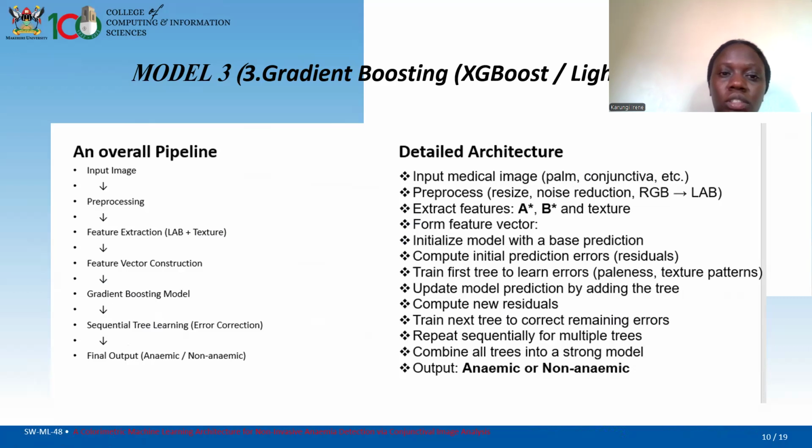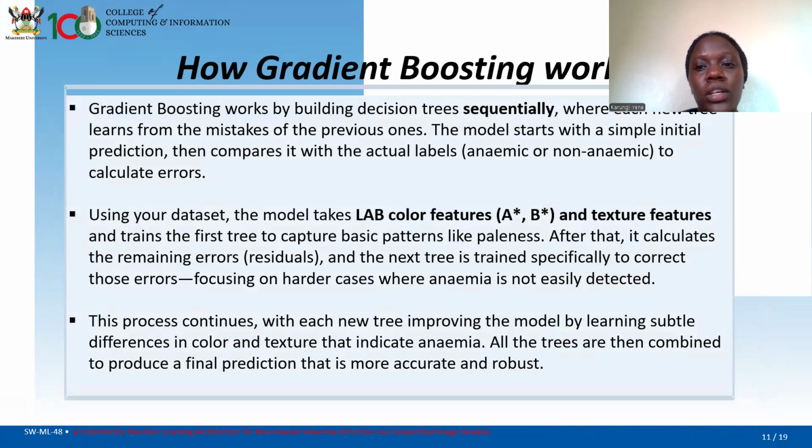Then my third model is gradient boosting. Its overall pipeline: you input the image, pre-process it, feature extract it, then feature vector construction, gradient boosting model, sequential tree learning, and final output. So how does gradient boosting work? Gradient boosting works by building decision trees sequentially where each tree learns from the mistakes of the previous ones.